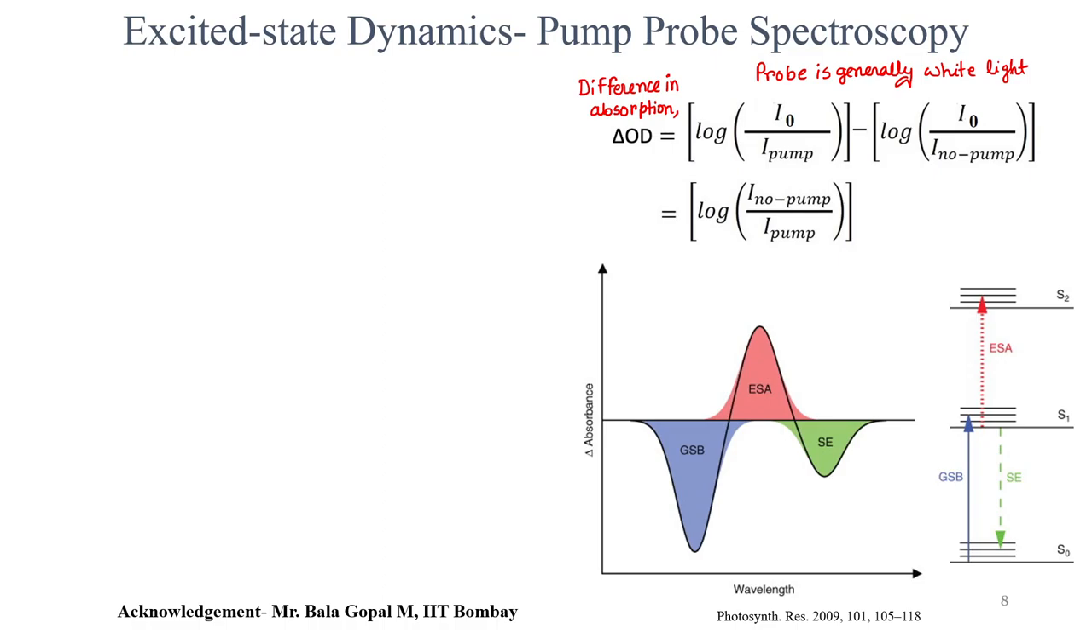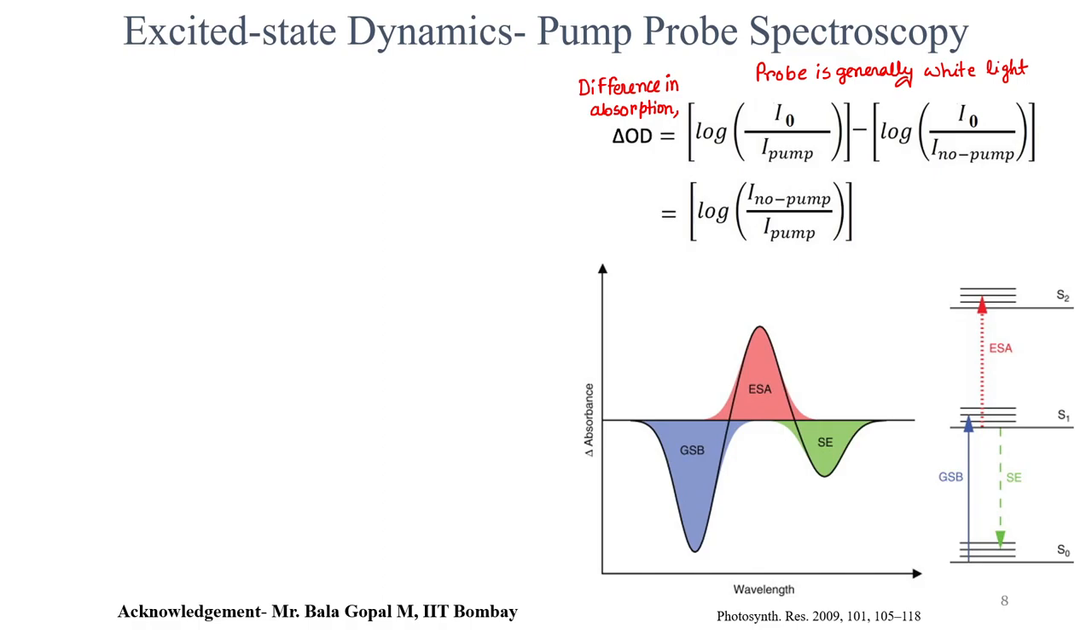It could be pretty much overlapped, and we can't estimate the level of overlapping, which is very hard. But for the time being, suppose there are two negative peaks: GSB will be negative, and stimulated emission will show you a negative peak, and your excited state absorbance is going to show you a positive peak. Okay, now let us understand why my ground state bleach, stimulated emission and excited state absorbance are going to be like this, negative or positive.